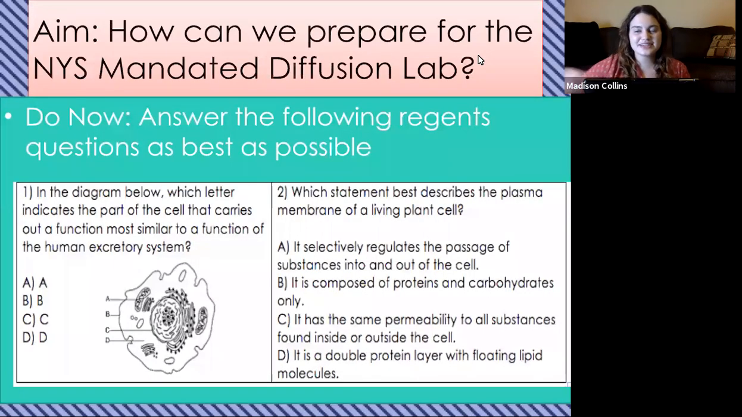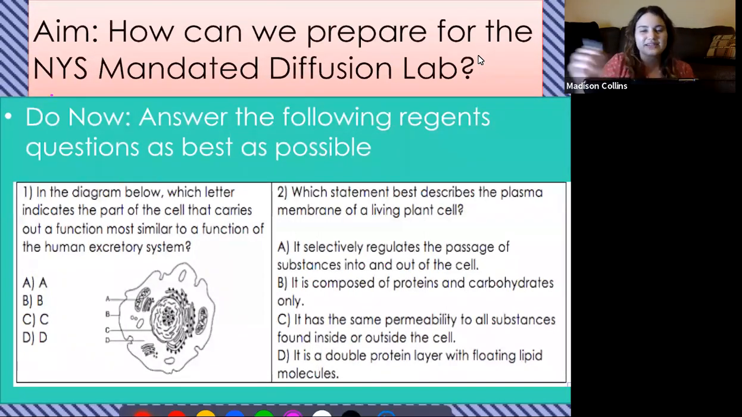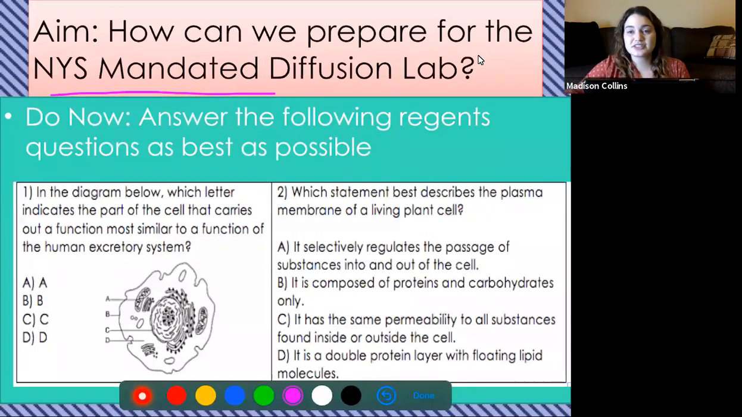Welcome back. So tonight's lesson is actually going to be a pre-lab for the lab that you guys are going to be completing in class tomorrow. Tomorrow's lab is super, super important because it is a state mandated lab, which means that questions about this lab will be on your Regents exam in June. So it's super important that you pay attention to not only this video, but also the lab in class tomorrow, because you will see questions about it again on that Regents exam.